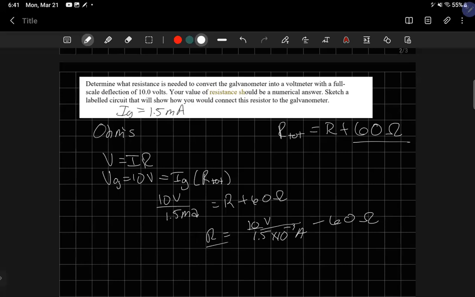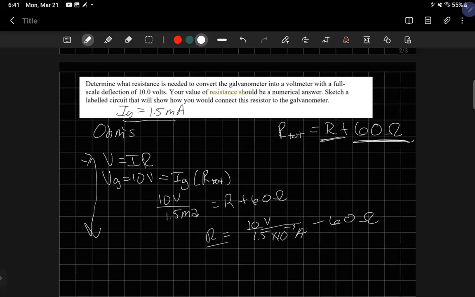But I would expect him to give you a current and a resistance. I think this was just a test that you know how to use Ohm's law in order to figure out what resistance, and to know that the total resistance is going to be your galvanometer's resistance and then some resistance that you have to add in order to turn it from a galvanometer to a voltmeter.